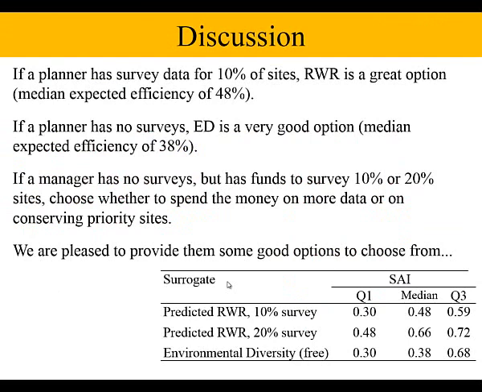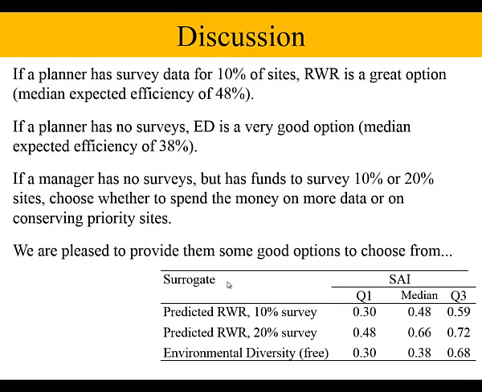So basically, this is the last slide. I think we've come up with some pretty nifty alternatives for conservation planners here. I think if a planner has survey data for 10% of the sites, I would advise the planner to use RWR. It's a great option. You can expect to do 50% as well as having data for all of your sites. If you have no surveys at all, a planner can use environmental diversity. So we have two nice options that didn't exist yesterday that exist today. Median expected efficiency, not as good, but you don't have to spend a nickel.